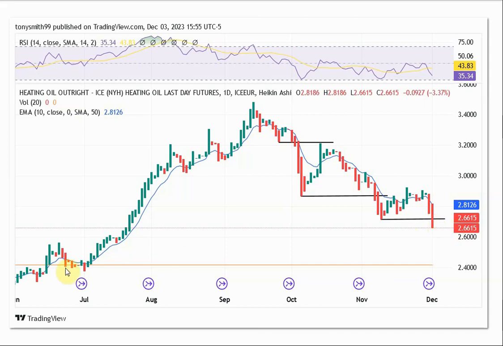Once it broke, it crashed, bounced back up, hit the floor, and broke again, and Friday broke that floor again. Where could it go to? Well, here's the next one, probably around 240, give or take.